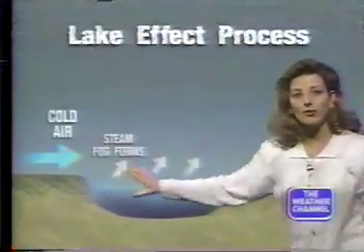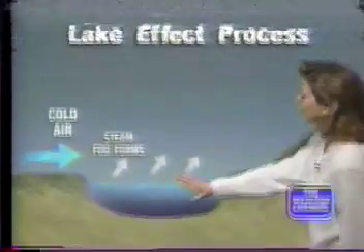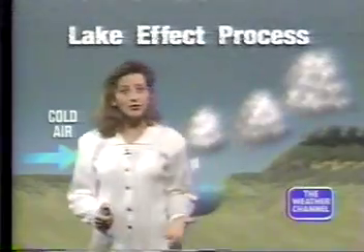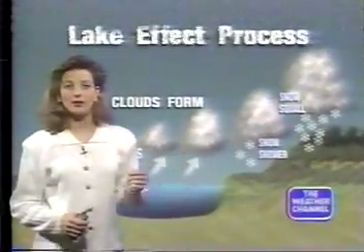A real good example of this is lake effect snow, as we have the Great Lakes, say Lake Erie here. We get the air blowing across the lake. First we get steam fog, and then some clouds. As those clouds become saturated, next thing you know, we have a little bit of snow out there, and that's just one example of the water cycle.